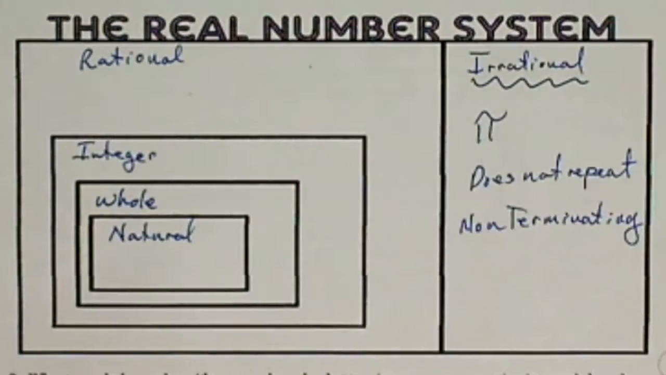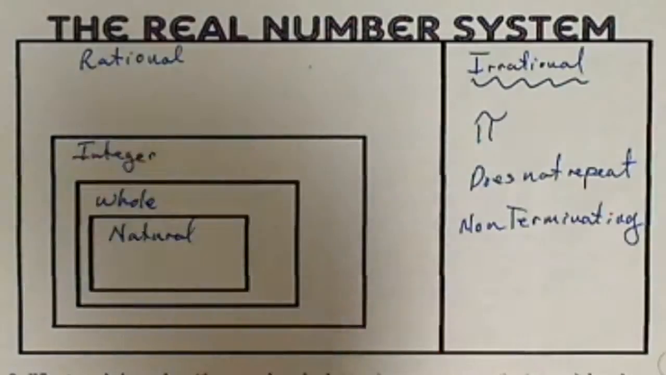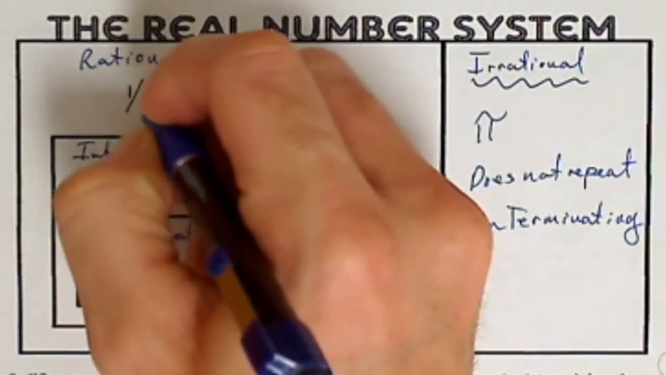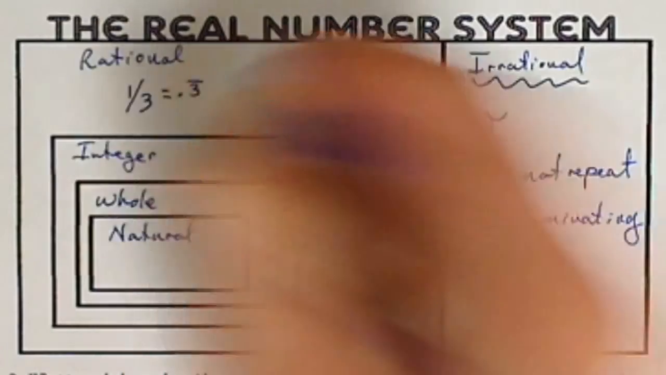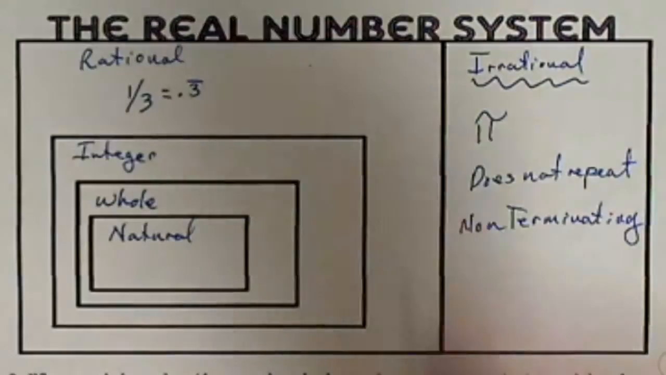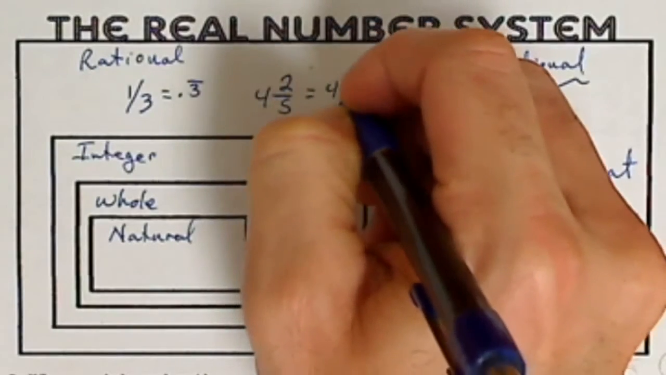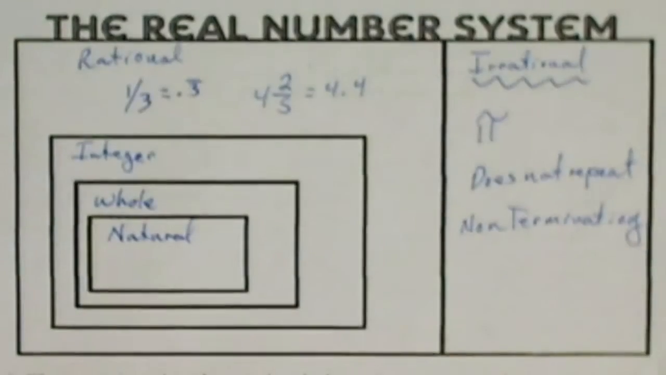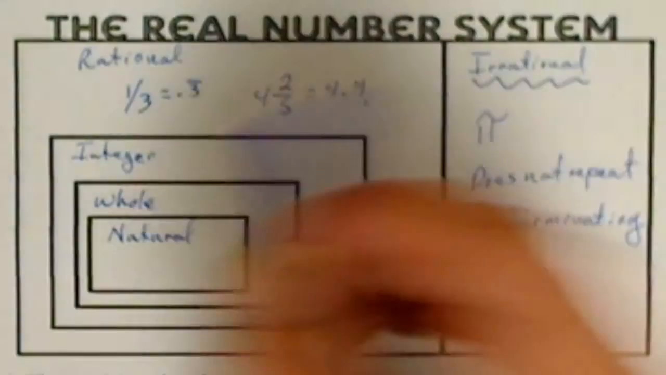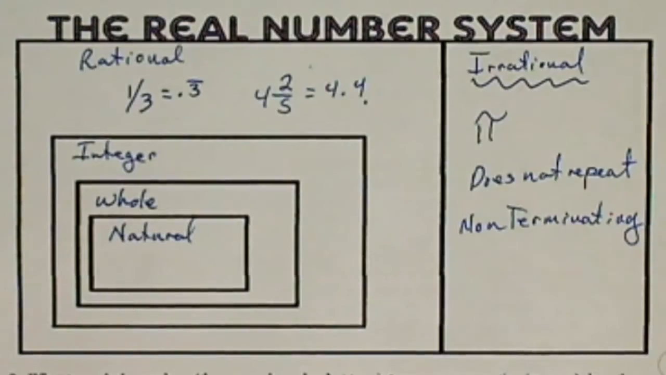Okay, rational numbers, that would be the opposite. Rationals repeat. So that might be like 1/3, which is 0.3 repeating. And it would terminate. So maybe something like 4 2/5, which is 4.4. Okay, again, it terminates and it's rational. If it repeats, it's rational.